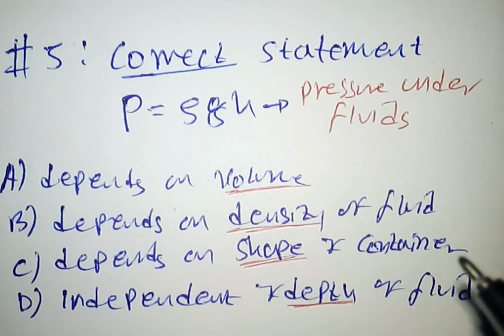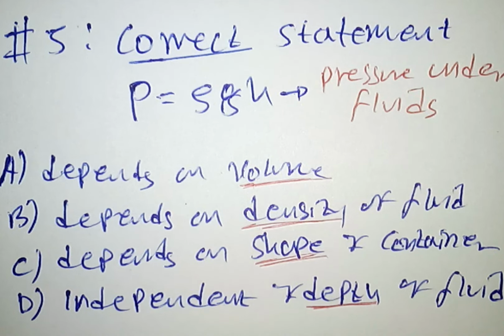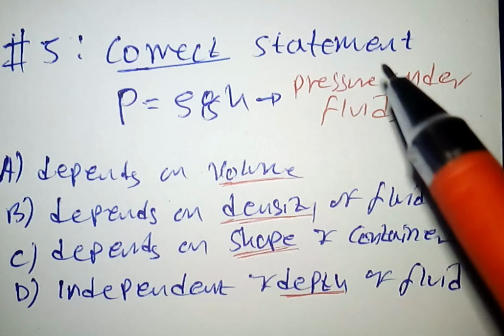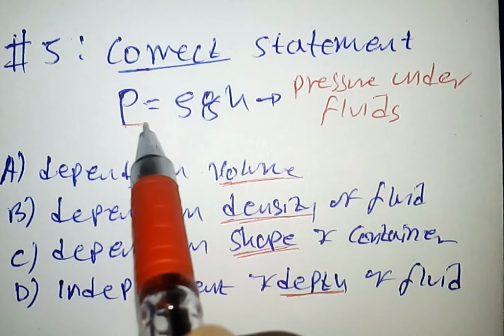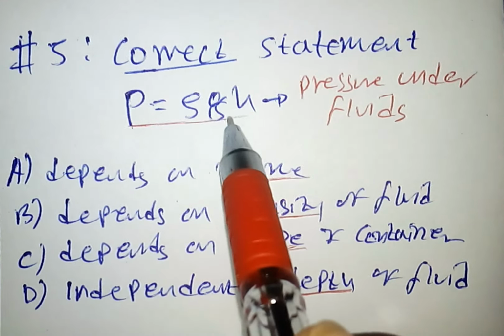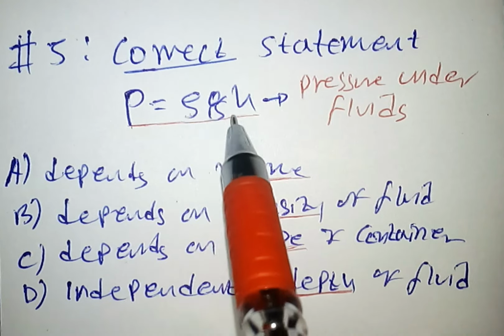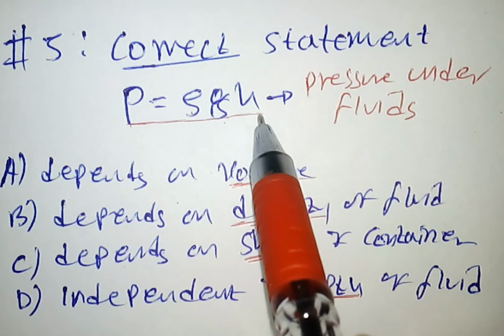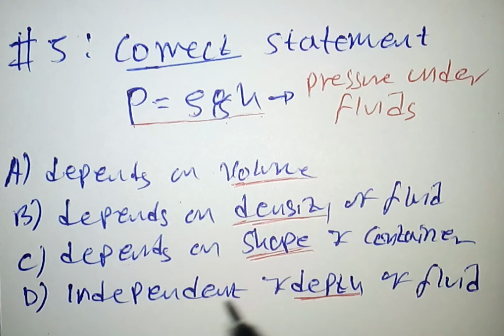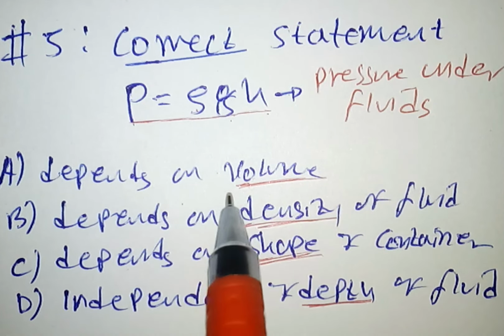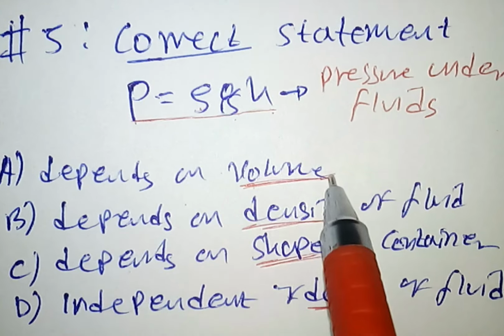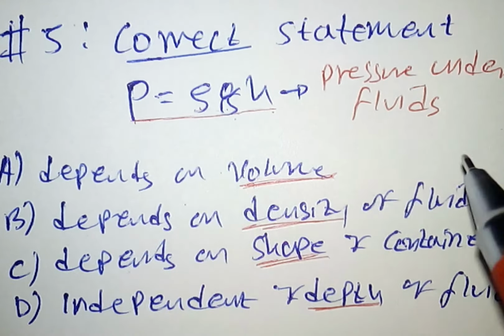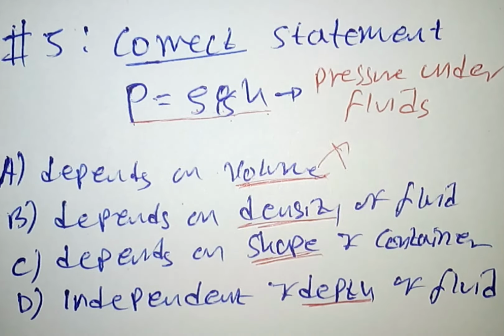Which one of the following is a correct statement about the pressure under the fluid, or the pressure due to the column of the fluid? So we know that the pressure due to the column of the fluid is given by the density of the fluid, acceleration due to gravity, and the depth of that fluid multiplied together. So A says that it depends on the volume of the fluid. We cannot see volume here, so this is immediately false, it's not correct.